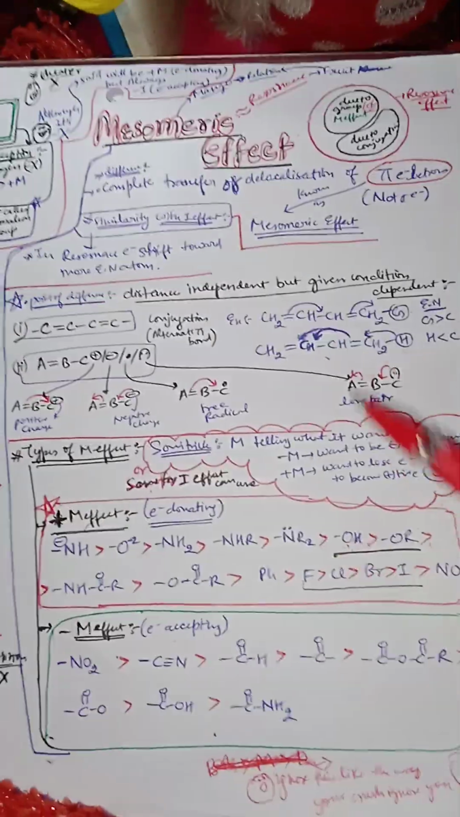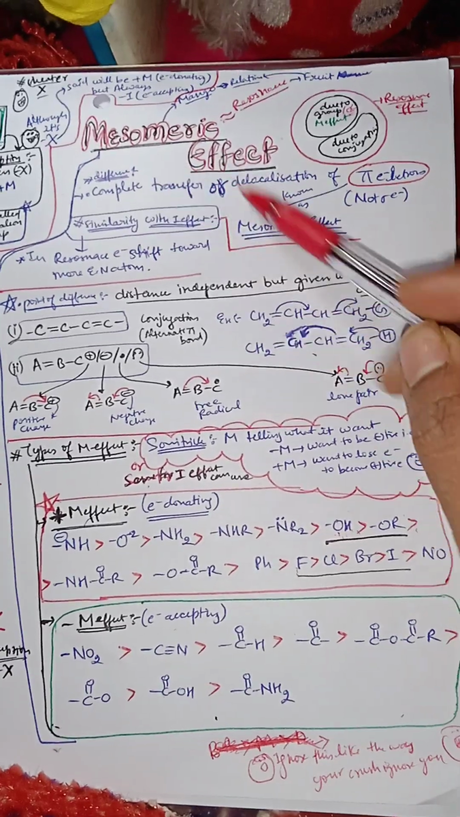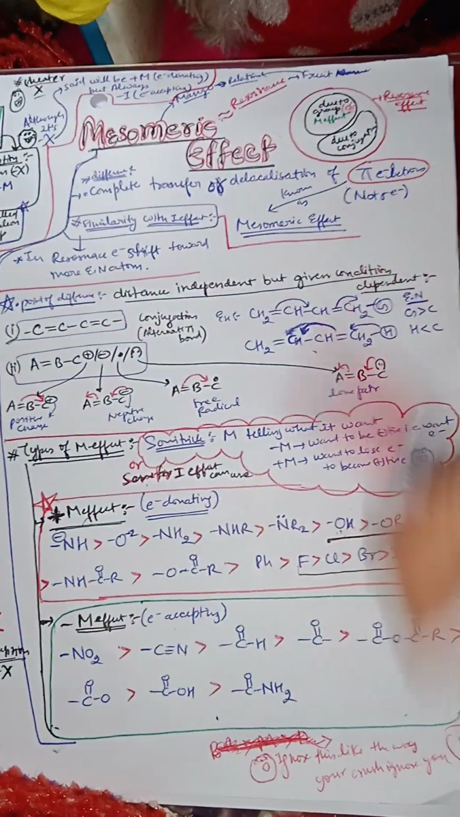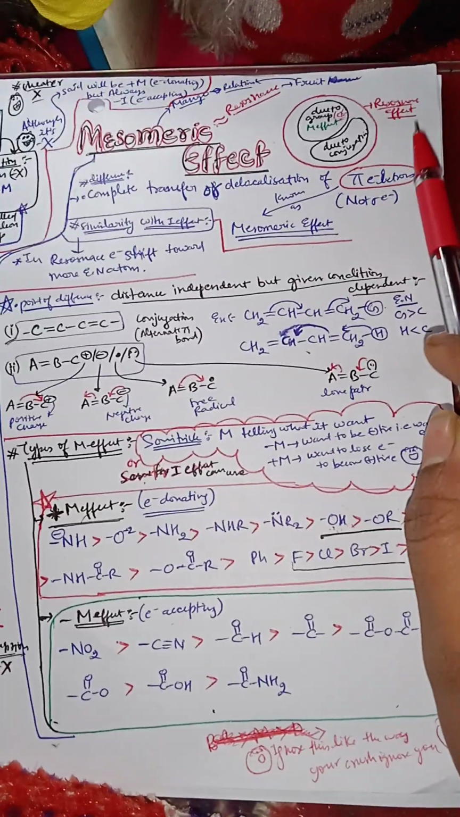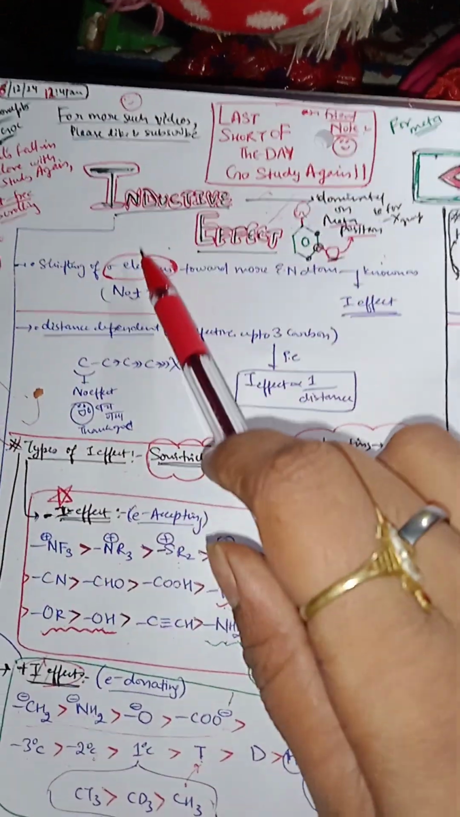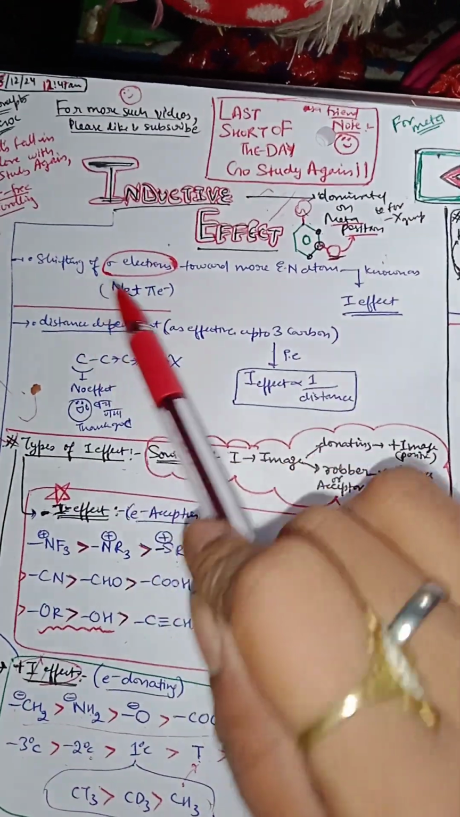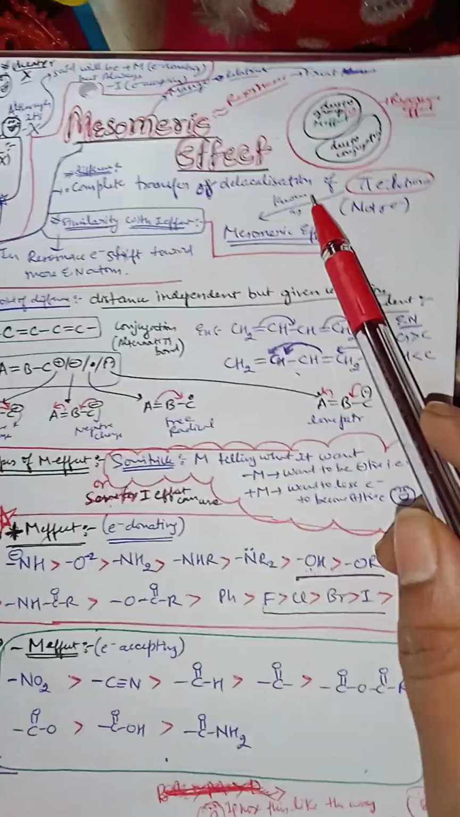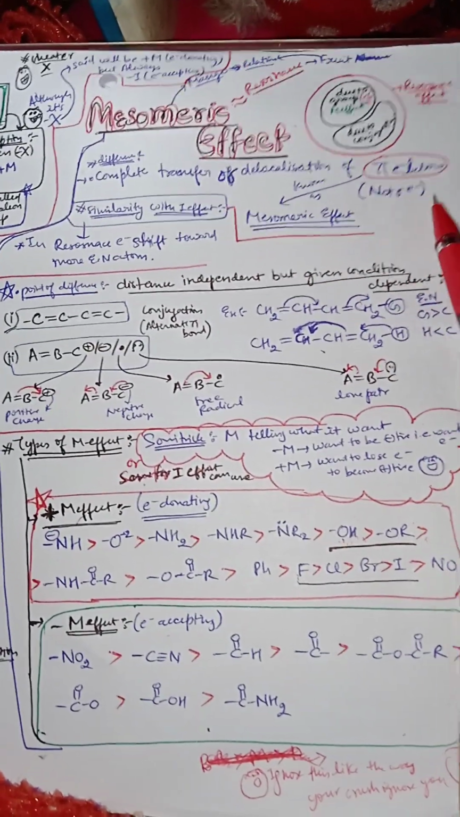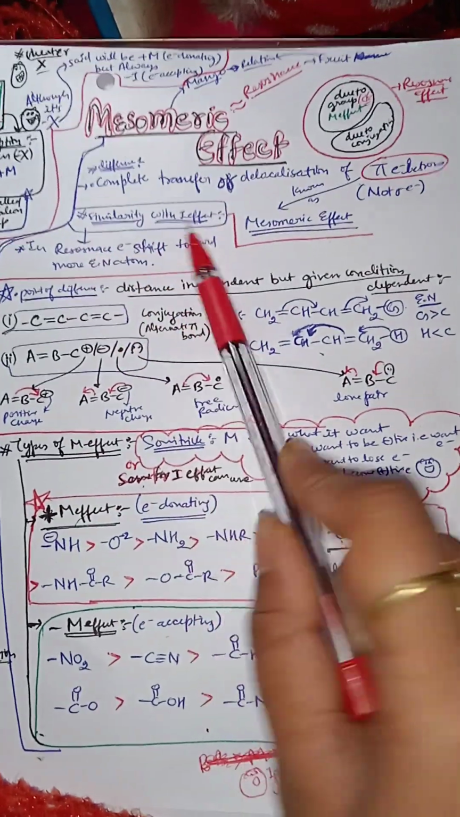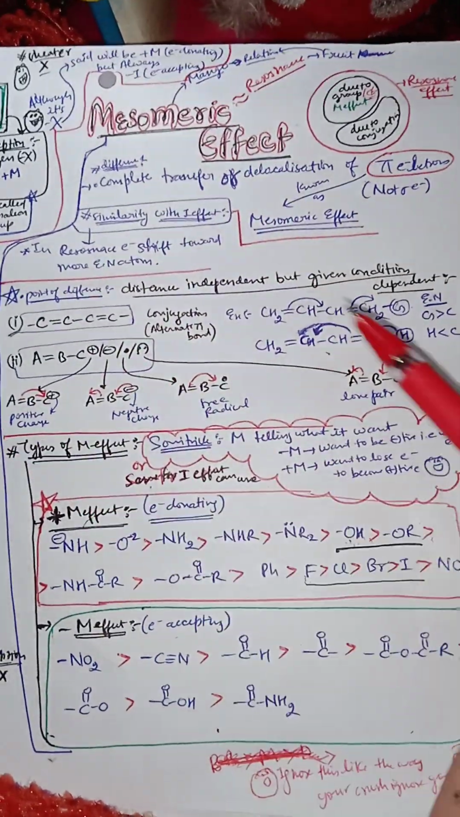So in mesomeric effect, there is not shifting, there is complete transfer or delocalization of pi electrons. Remember what I said yesterday? There, the sigma electron shifting, not pi electron, but here it is the delocalization of pi electrons, not sigma electrons. So what is the similarity of it with the I effect?